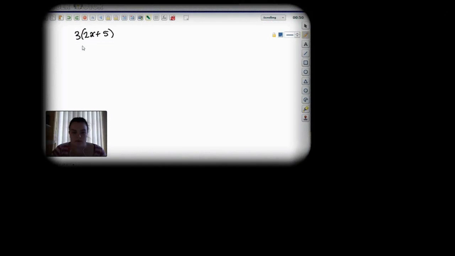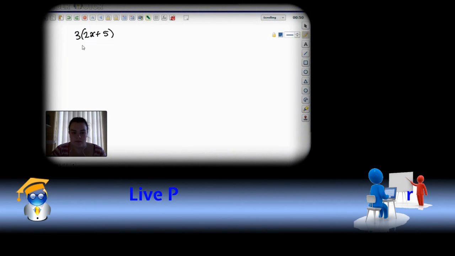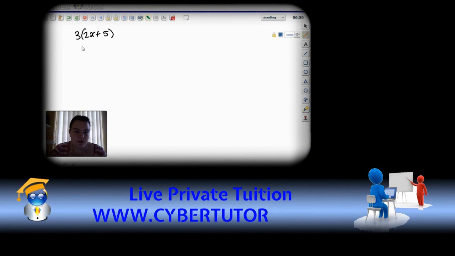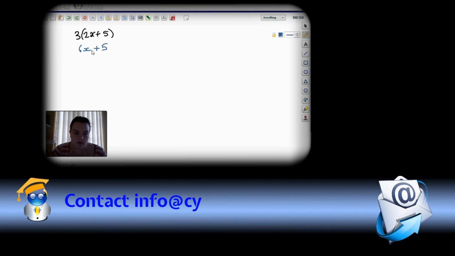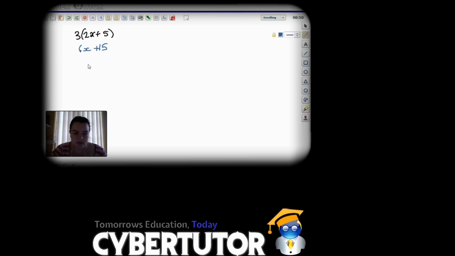So here's a single bracket expansion. Are you happy to give that a go? No, actually, it's not quite right. Do you want to give it another go? Oh, was it 3 times 5 as well? Yeah, 3 times 5 as well. So it'd be 6x plus 15. Yeah, perfect. Well done. That's good.